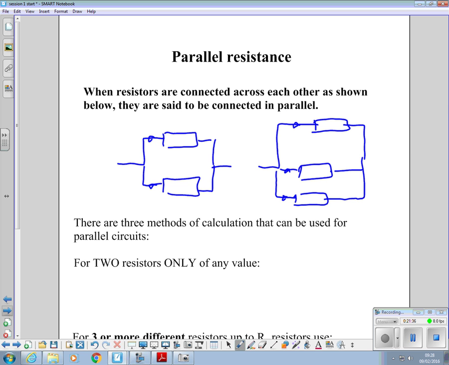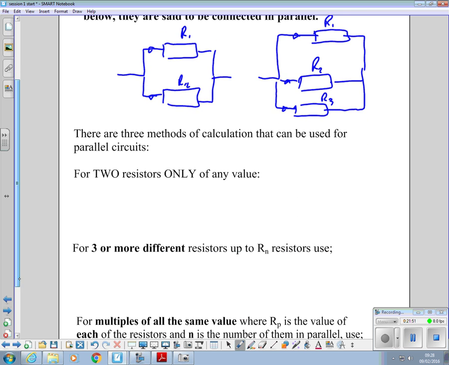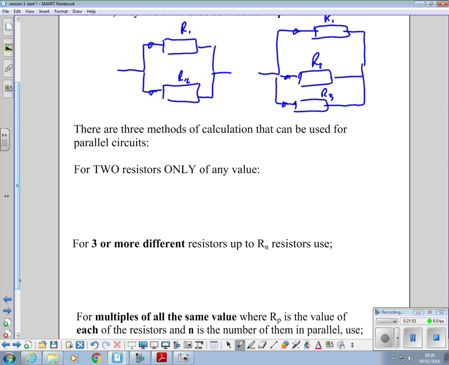Now, there are 3 methods that we can use when calculating parallel resistance. I'm going to label these up like so. The first one is where there are only 2 resistors, but they can have any value, and that's called the product over sum rule.